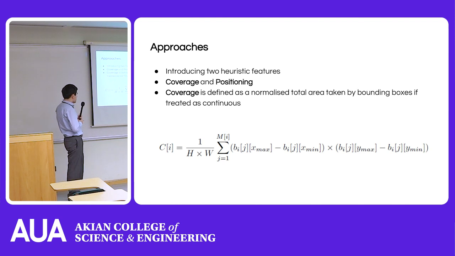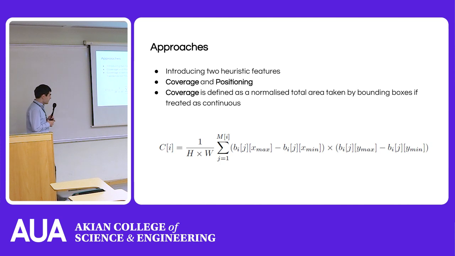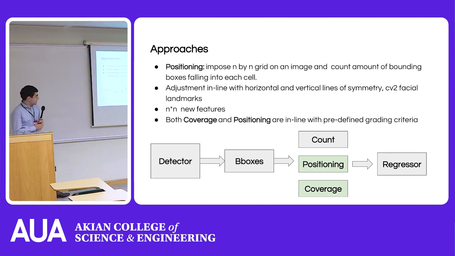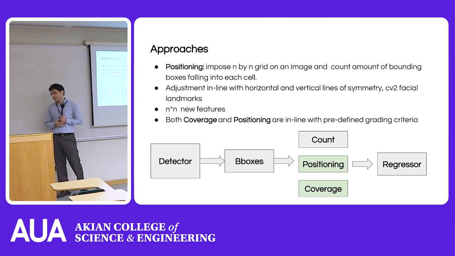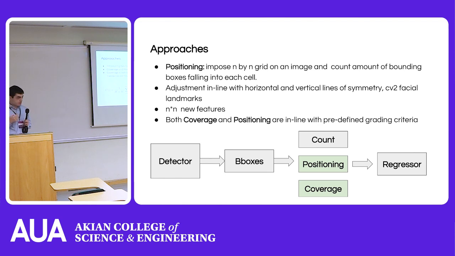We can introduce two more heuristic features, basically handcrafted ones. The first one measures the coverage of our detected lesions. So basically, it's the total area which those lesions are covering. The second feature measures the amount of lesions which were detected in different regions of the individual face. To do that, we split the face into an n by n grid and count how many boxes were detected in every single cell of this grid.